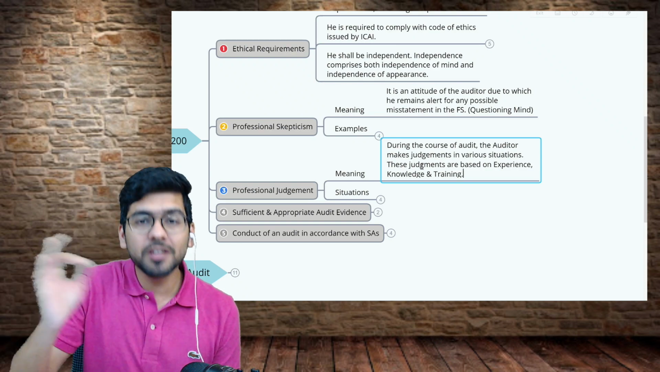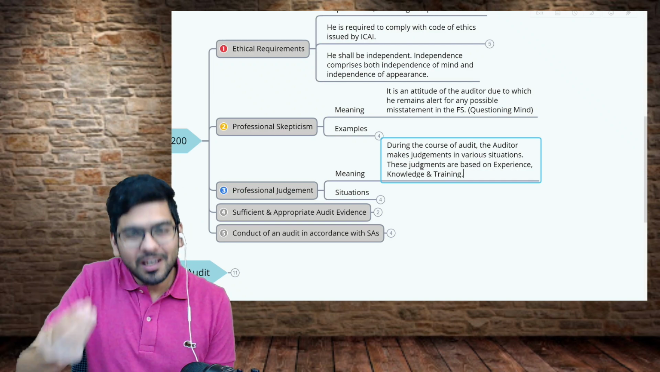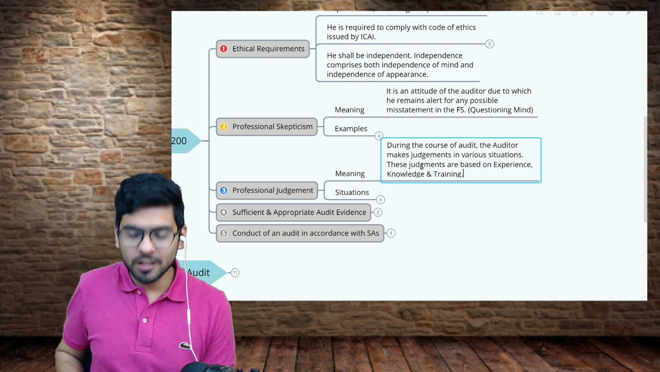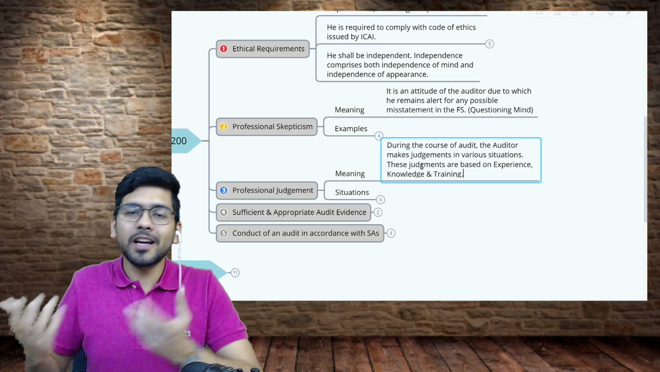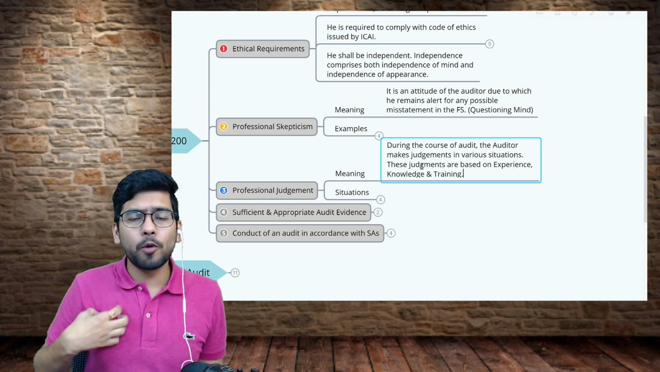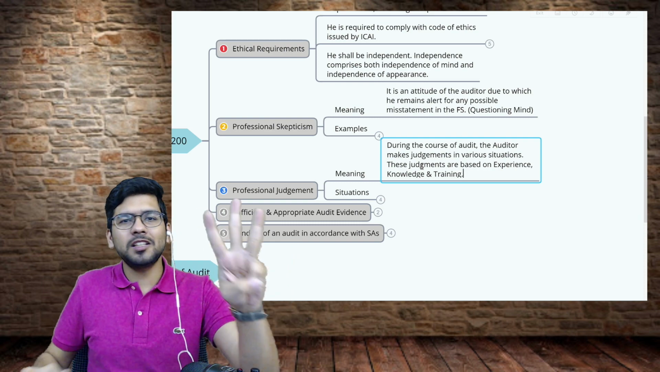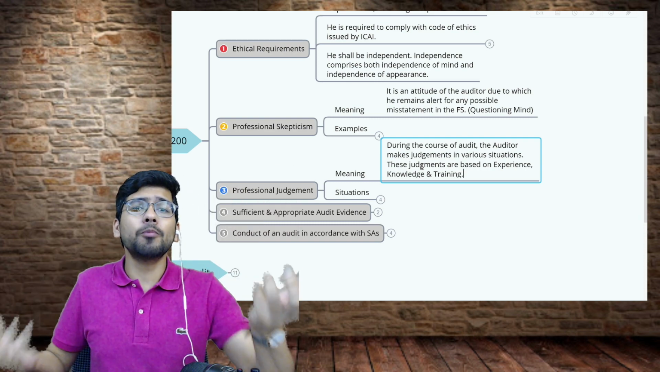In almost every chapter, the auditor needs to exercise professional judgment. So what are some examples wherein the auditor exercises professional judgment? Whether this evidence is sufficient and appropriate or not, again it is a matter of professional judgment. Let's say Archana is also an auditor and I am also an auditor. Archana might find that these three pieces of evidence are sufficient. I might feel that no, two are sufficient. So again, it is a matter of professional judgment.